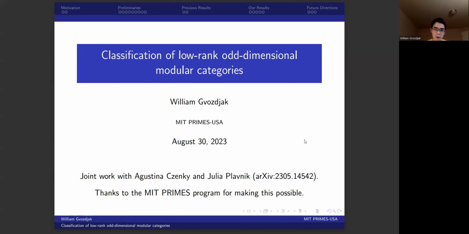This is a joint work with Augustina Chanke, who is a PhD student at the University of Oregon, as well as Professor Julia Plavnik, who is at the Indiana University at Bloomington. So today I'm going to be presenting on the classification of low-rank odd-dimensional modular categories. I'm going to be following the paper we put out on arXiv. The arXiv number is listed here.